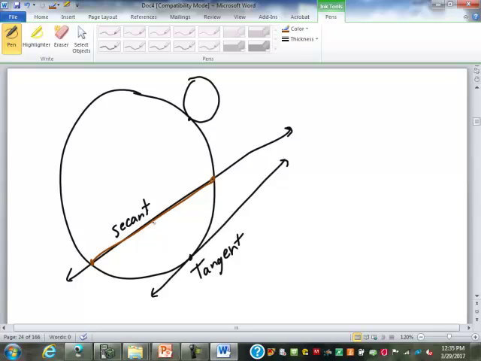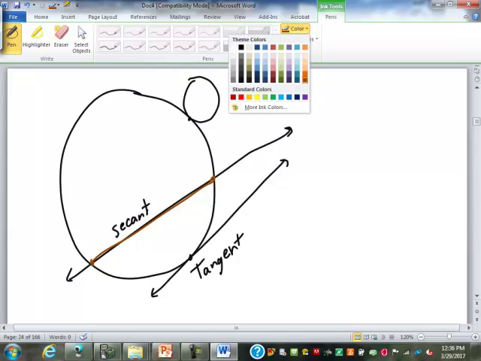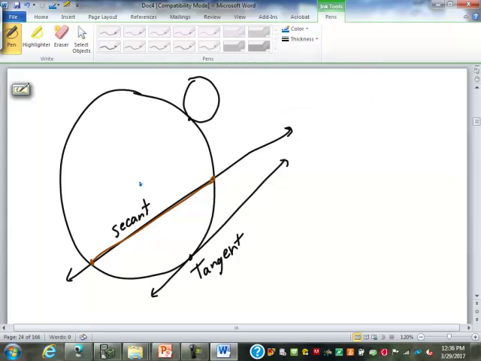It's only if it doesn't go through the center. Now, if it goes through the center, it can still be a secant. It has to go all the way through, though. It has to have parts of it in the circle and parts of it out of the circle.